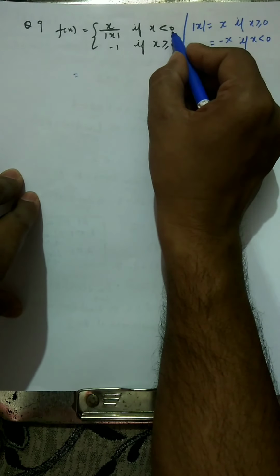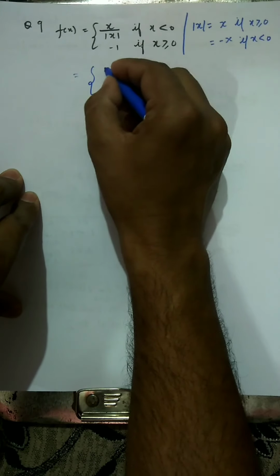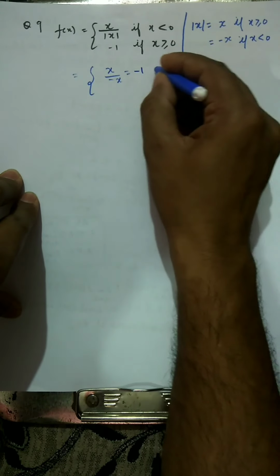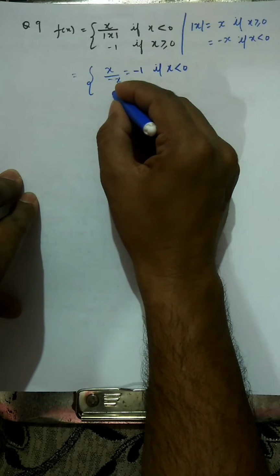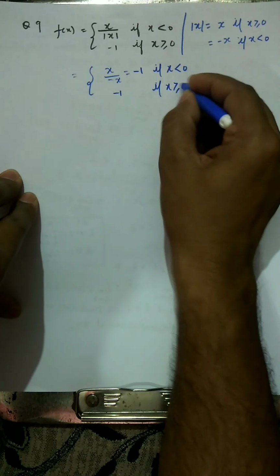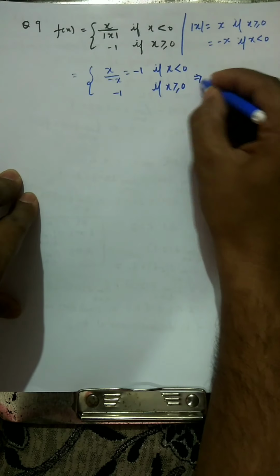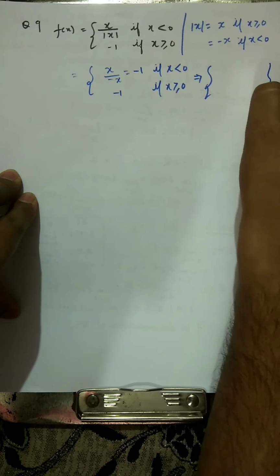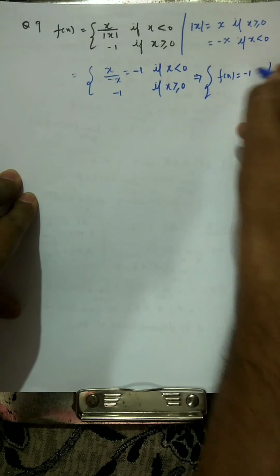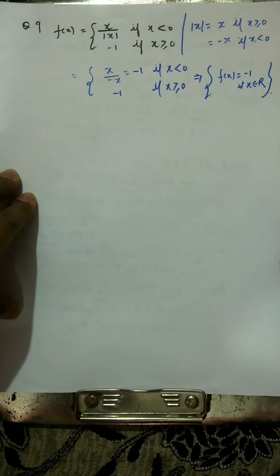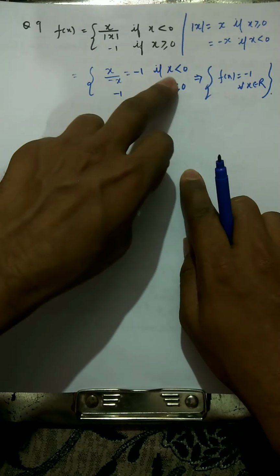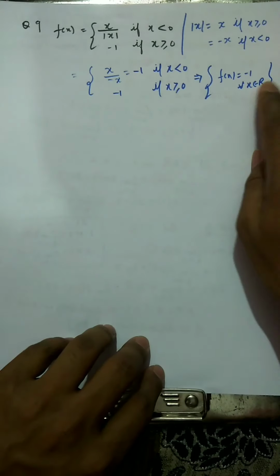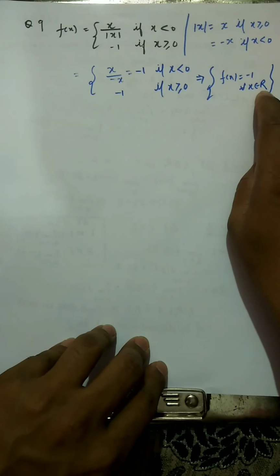Then if x is less than 0, then this x and this mod x will become minus x. So the value of this will be minus 1 if x less than 0, and this is already minus 1 if x greater than or equal to 0. So you can now simplify this: f(x) is minus 1 for all x belongs to R. So this is what you can conclude here. For x less than 0, this is minus 1, and for x greater than or equal to 0, it is minus 1. So you can write simply that f(x) equal to minus 1 for all x belongs to R.